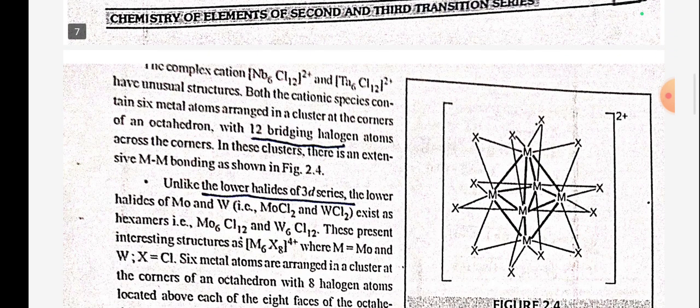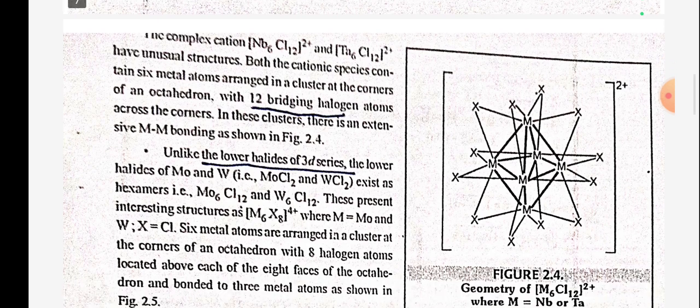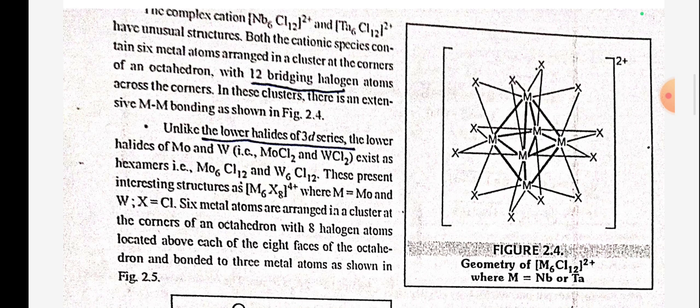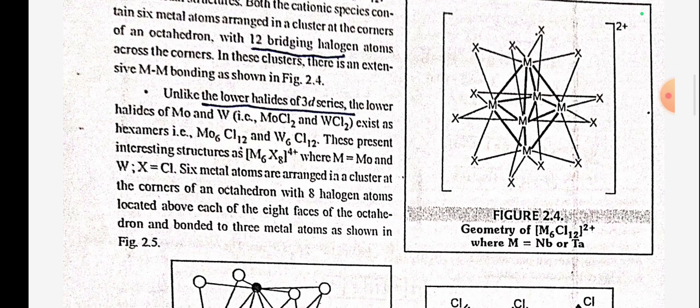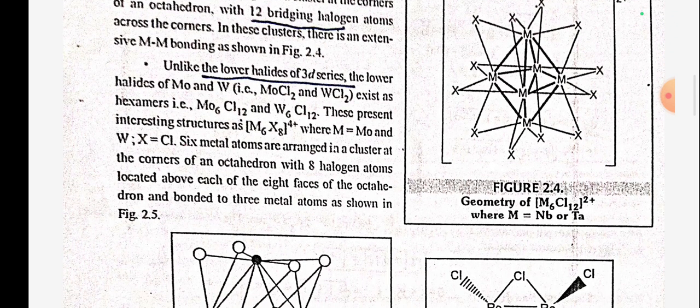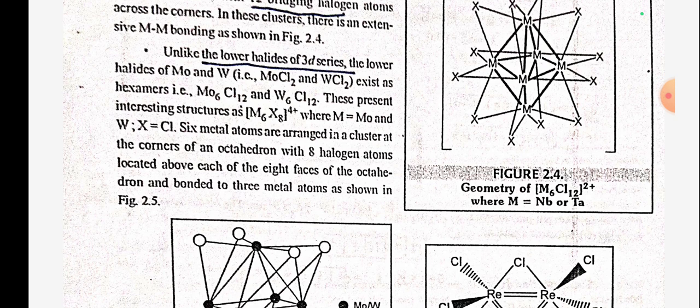The complex cations Nb6Cl12 2+ and Ta6Cl12 2+ have unusual structures. Both cationic species have 6 metal ions arranged in a cluster at the corners of an octahedron with 12 bridging halogen atoms across the edges. In these clusters, there is extensive metal-metal bonding.